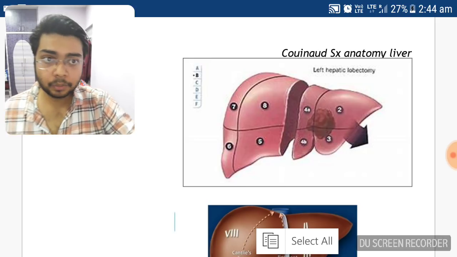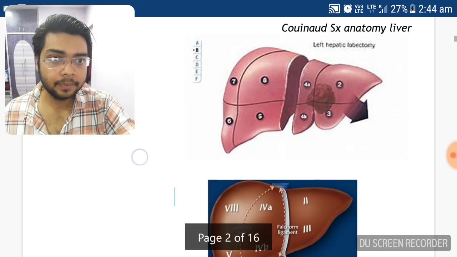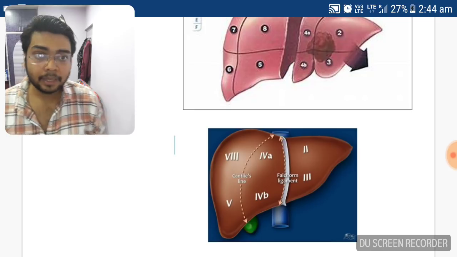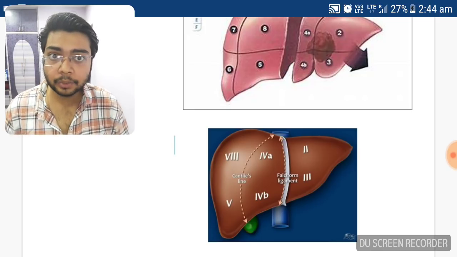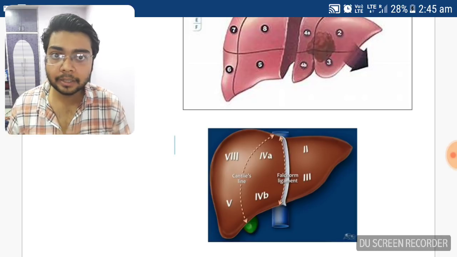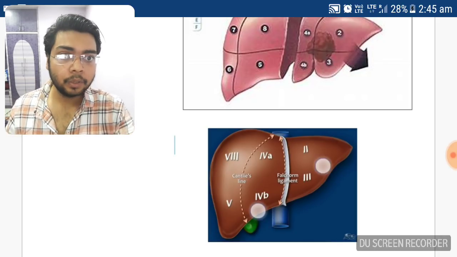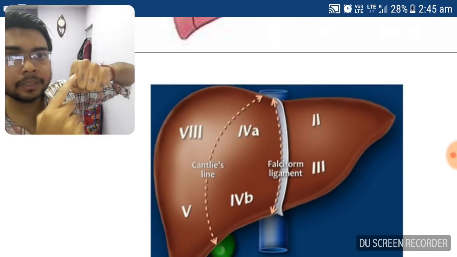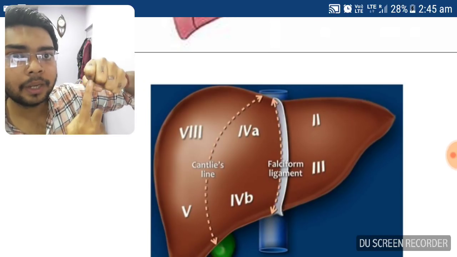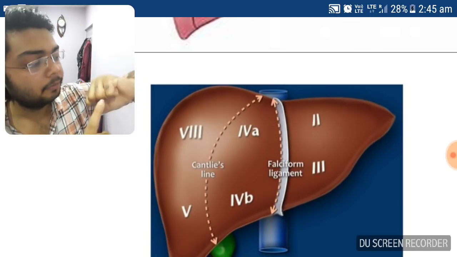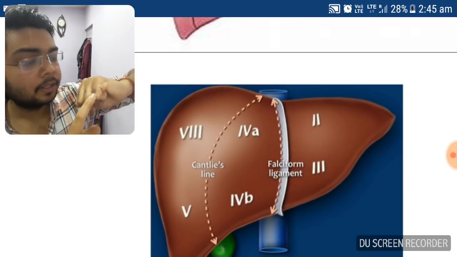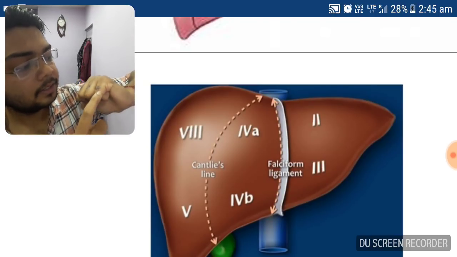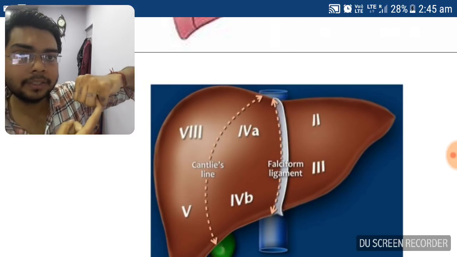And a few things: there are 2 lines. This is Cantlie's line, basically an avascular plane by which you can divide the liver. This line passes through the gallbladder and the inferior vena cava. So Cantlie's line is important, and the other is the falciform ligament, which is between this part: 2 and 3 on one side, and 4A, 4B on the other, while Cantlie's line is between 8, 5 and 7, 6.